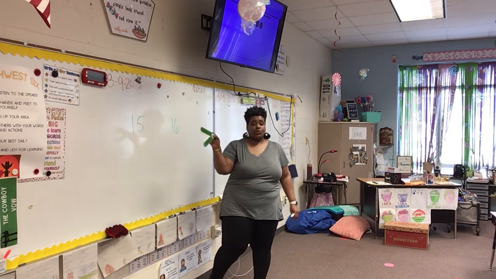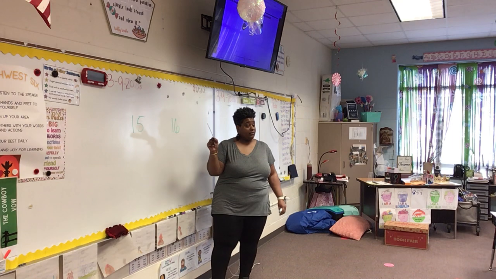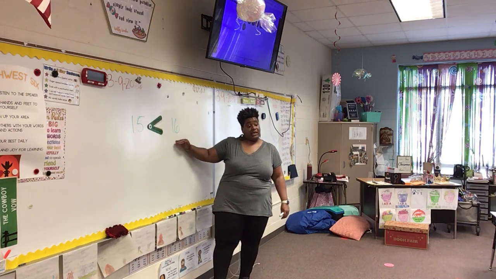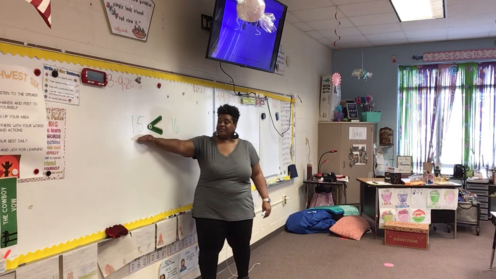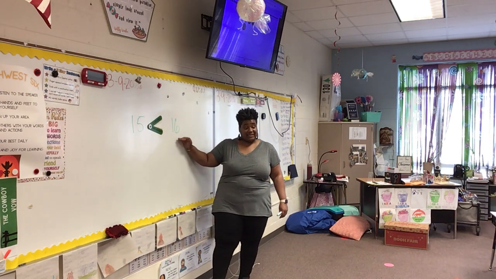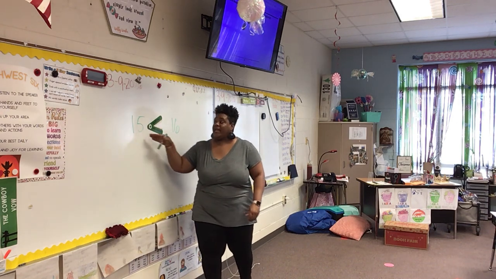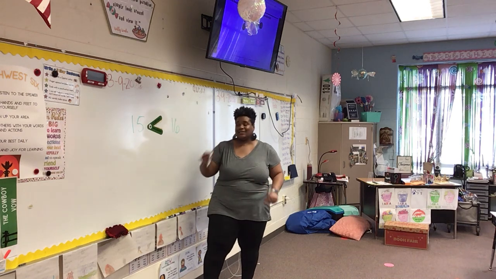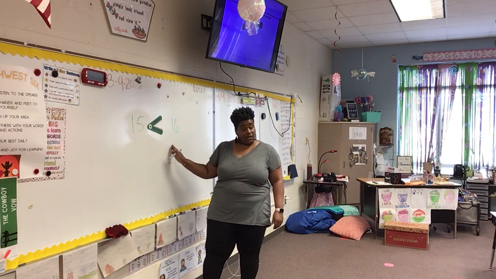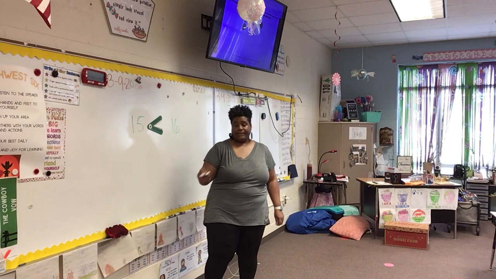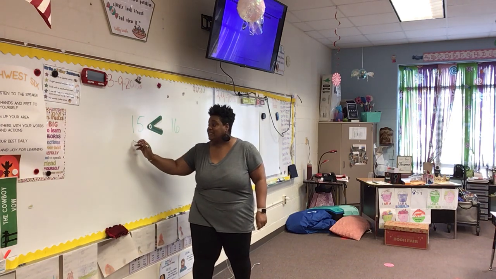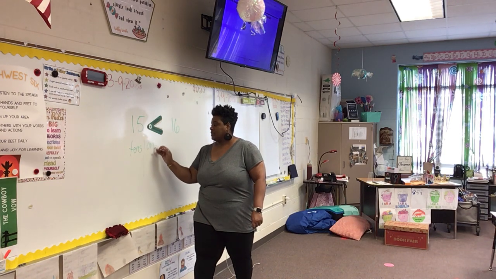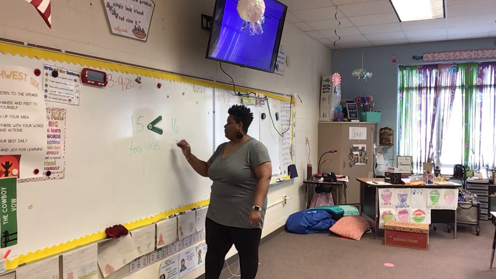Very good. So which way would the crocodile eat? 16. He would eat the 16 because that crocodile always wants to eat more. So 15 is less than 16. Now, when we talk in terms of what each number is made of, what are these numbers made of? Tens and ones. They are made up of tens and ones.